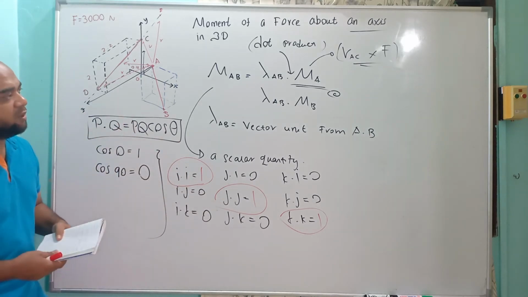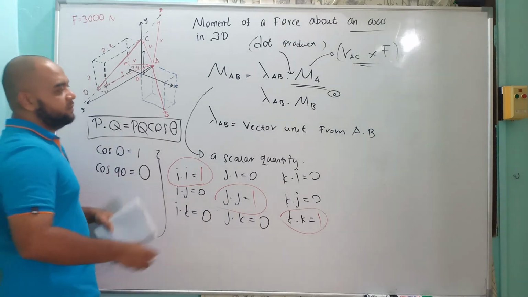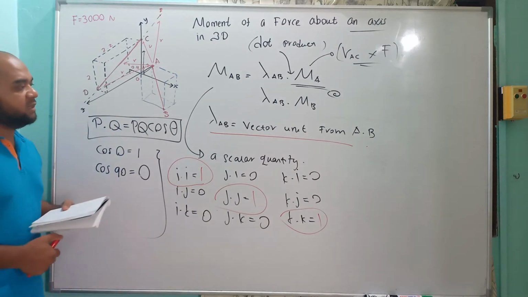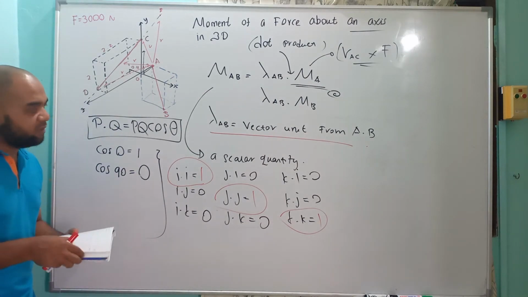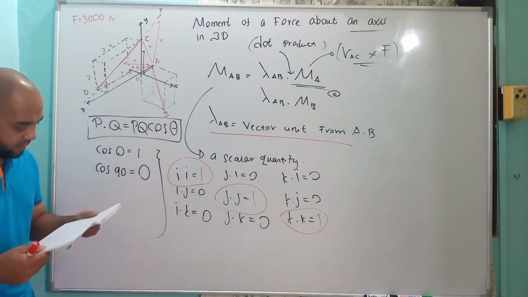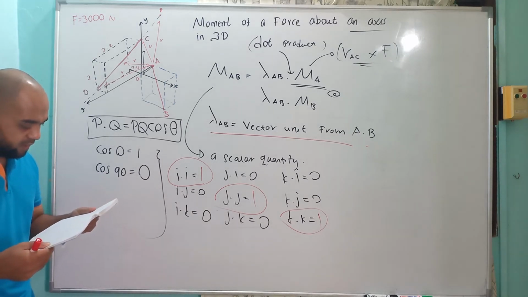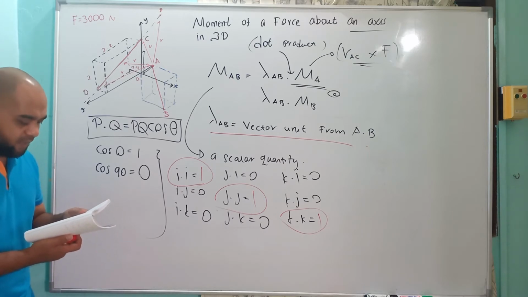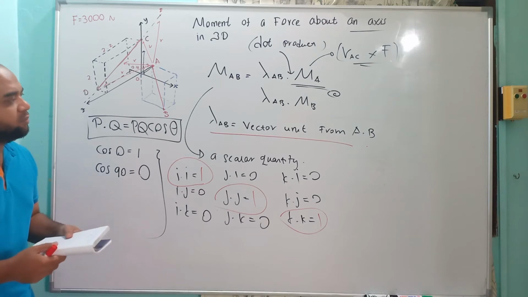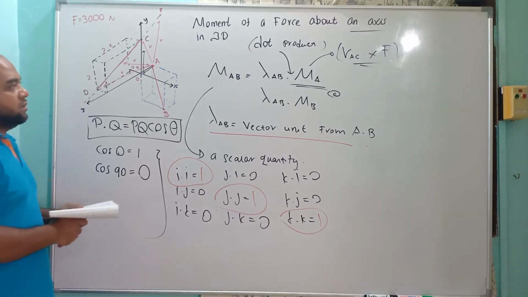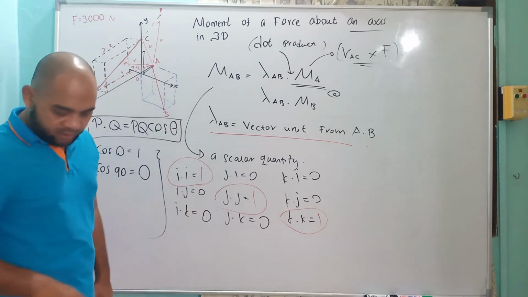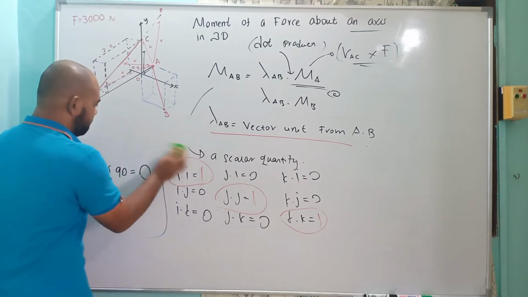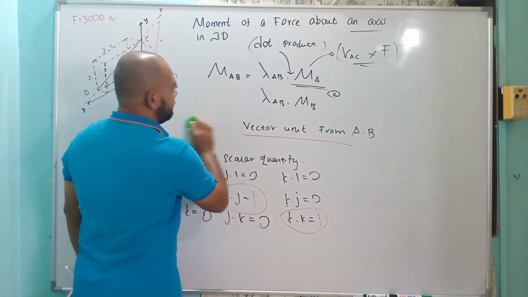So now our problem is, what is the unit vector here? Lambda. Okay, lambda is the unit vector. So what is the unit vector in this case? Vector lambda AB is a unit vector from A to B. So maybe I will erase everything else. So, unit vector.